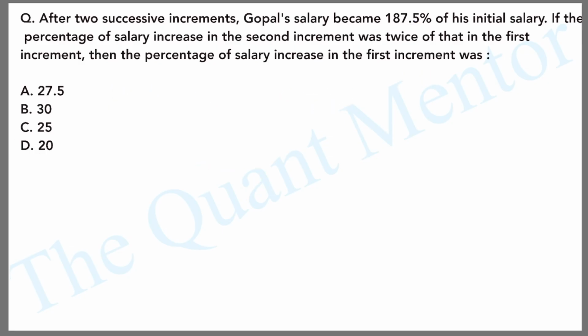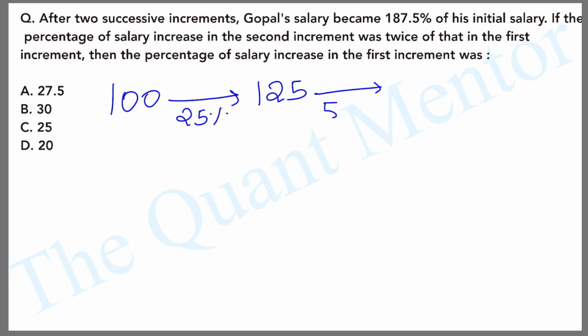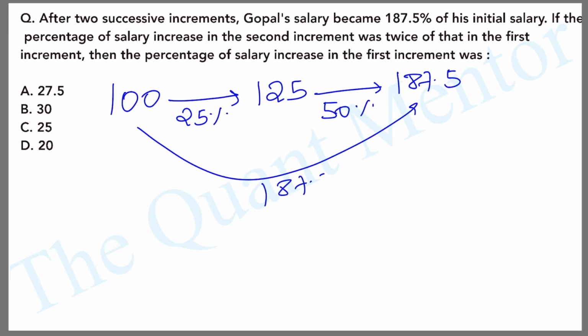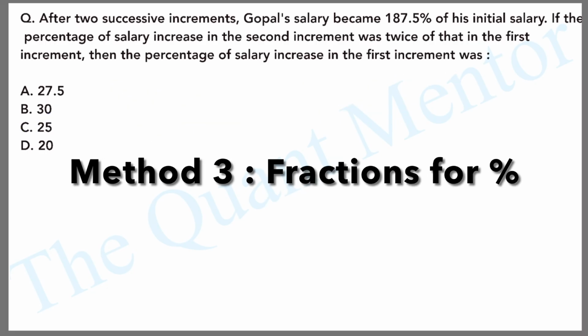So we have to rule out this particular option. Once again, we check the other option, C option. So if the initial salary was 100, the first increment would be 25% as per the C option. The new salary would be 125. After this, there is an increase of double, that is 50%. So 50% of 125 is 62.5. So now the new salary would be 187.5 rupees, which is indeed 187.5% of the initial salary. So yes, the answer would be the C option. That's the second way of answering the question. But now let's look at the fastest way of getting the answer.